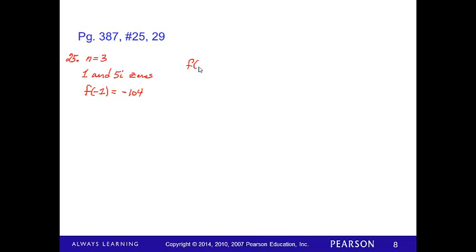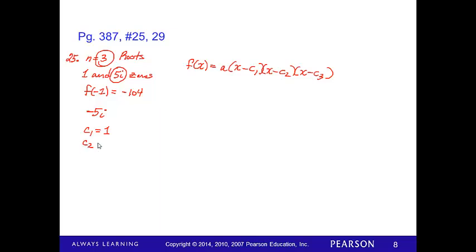So the first thing we need to do is realize that f of x is going to be written as a times x minus c1, x minus c2, and x minus c3. I know to stop at 3 c's because n is equal to 3, which means you're going to have 3 roots. Now, they have given us 1 and 5i as zeros. The other 0 would need to be the conjugate of the complex number 5i. So the other 0 is negative 5i. So c1 is 1, c2 is 5i, and c3 is negative 5i, the 3 zeros.